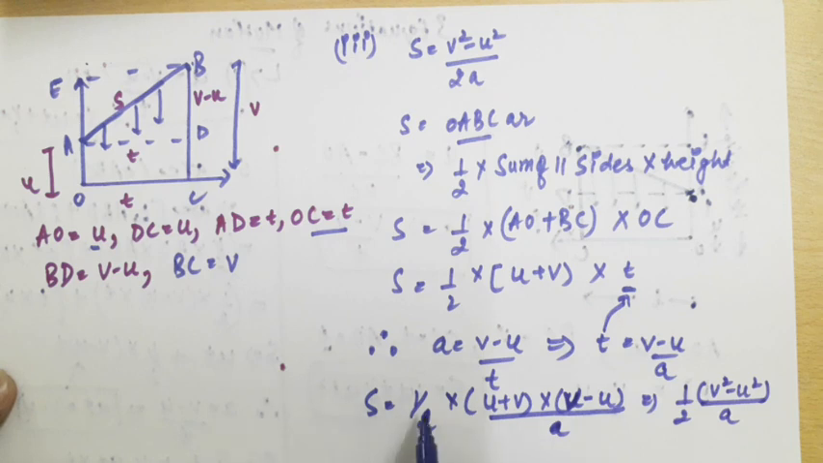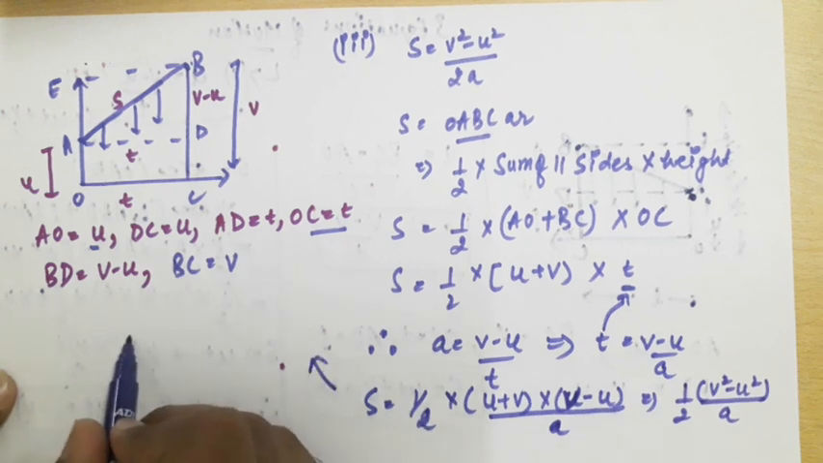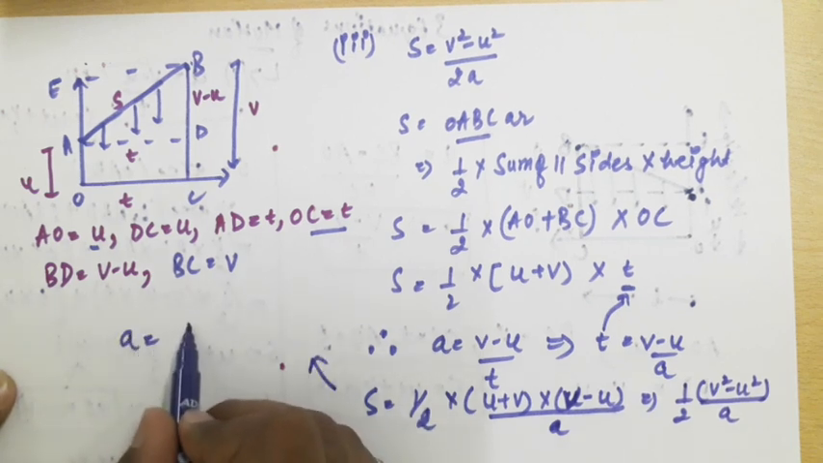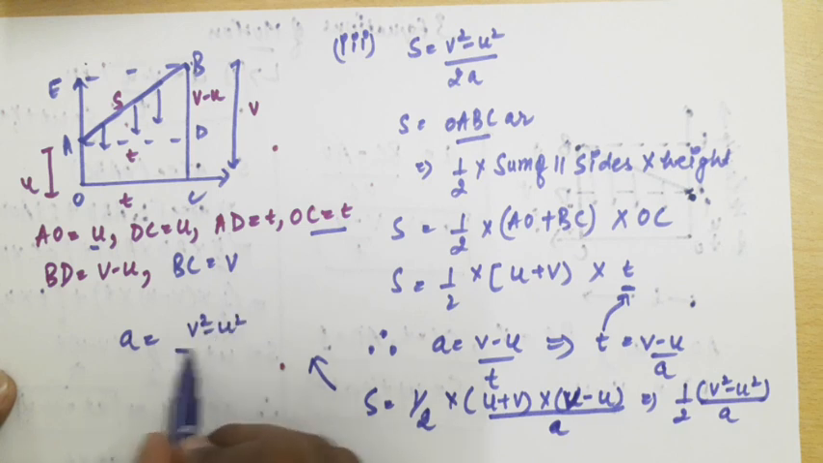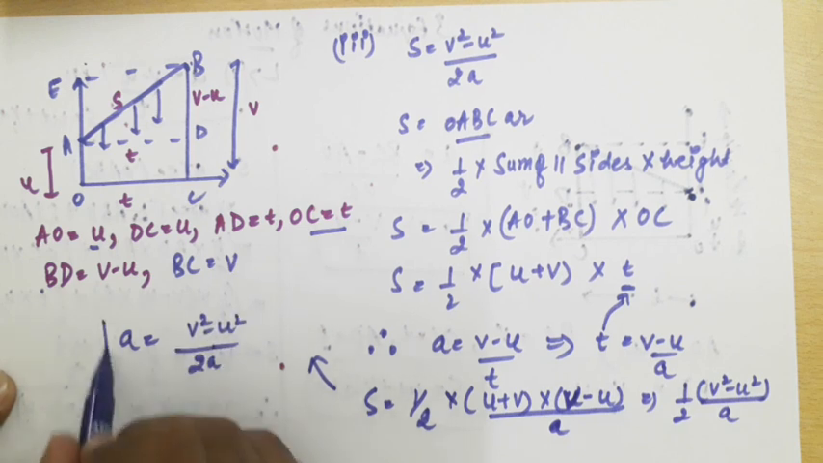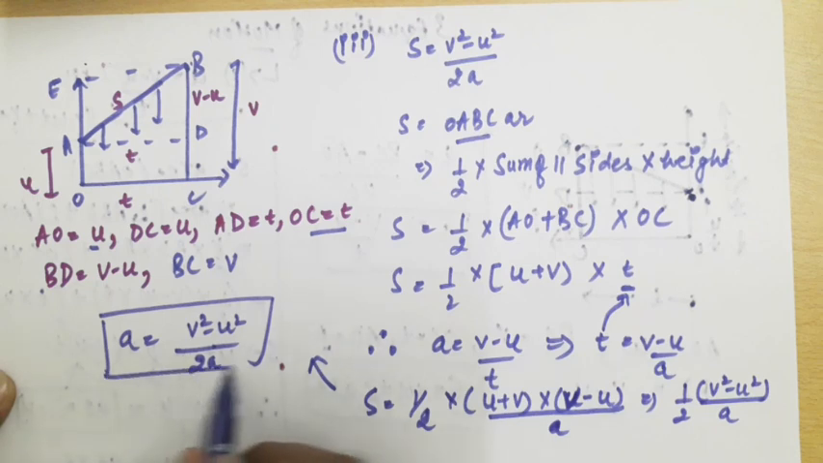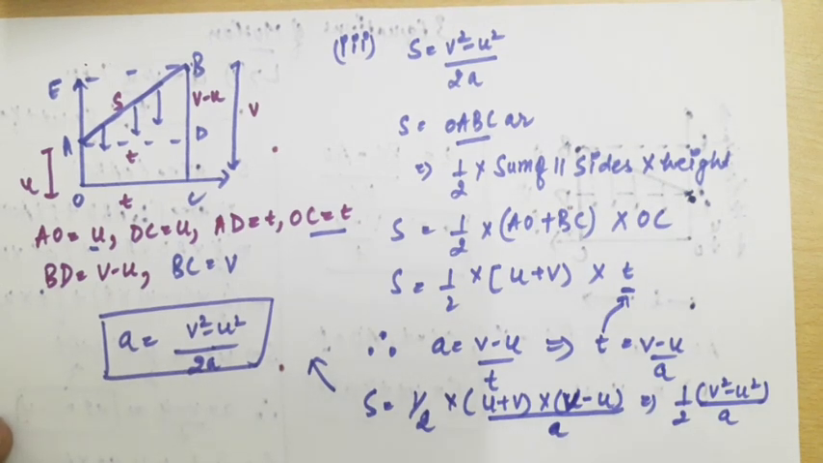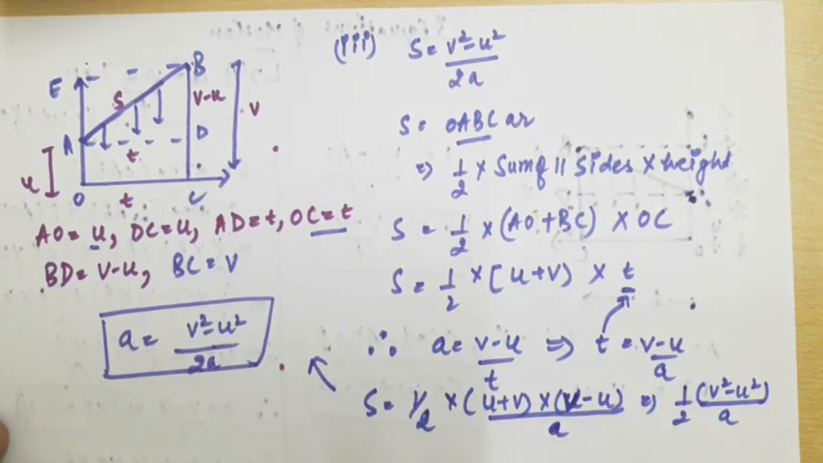So we can see the equation becomes V square minus U square upon 2A, right? So these are three equations of motion and their proofs. So we'll do the next part, numericals.